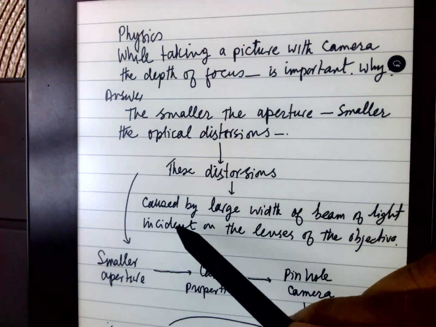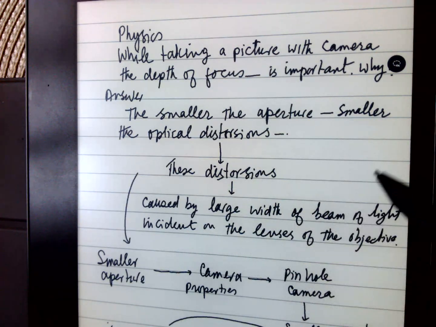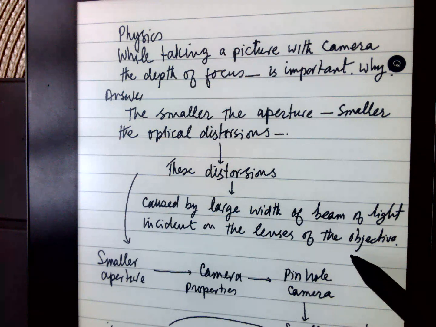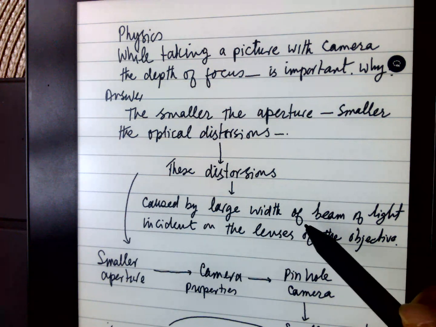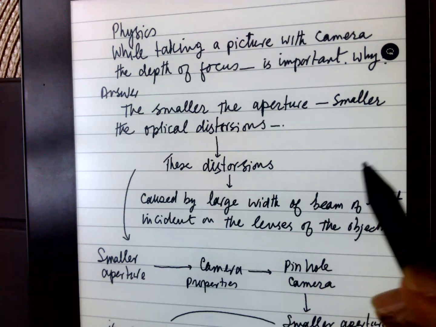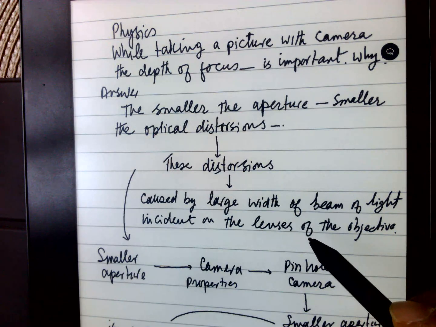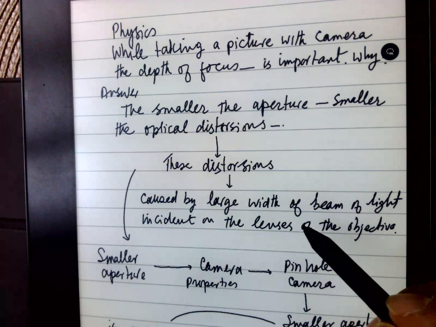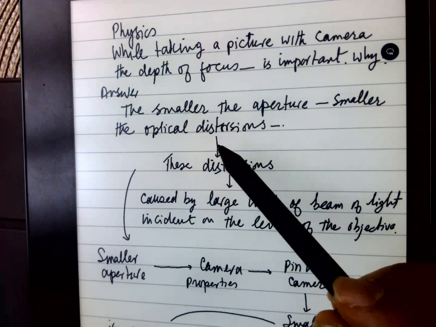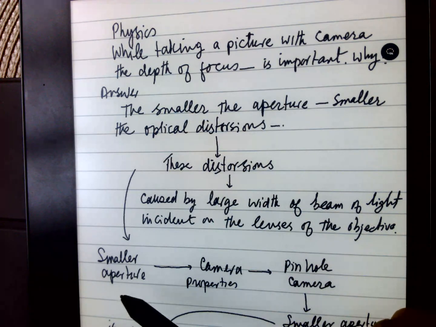So these distortions are caused by the large width of the beam of light which is incident on the lenses of the objective of the camera. The width of the beam coming from the image to the objective, if it is larger, then there will be a large distortion. And we want a minimum width. So minimum width means smaller the aperture.